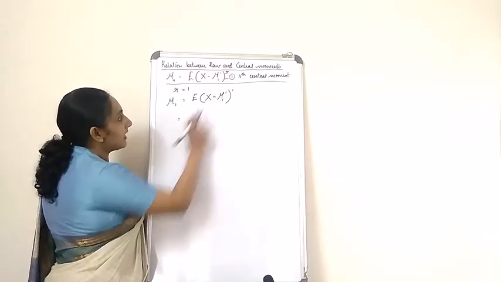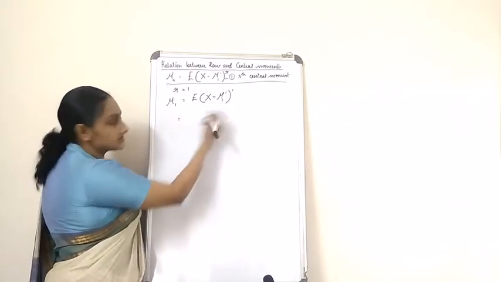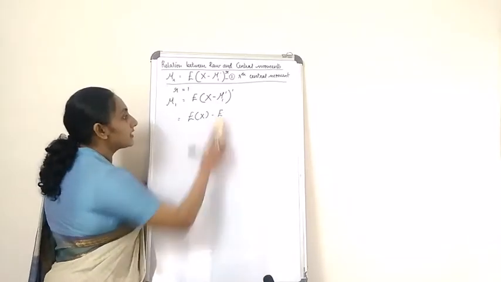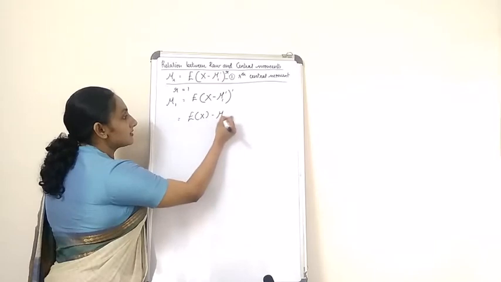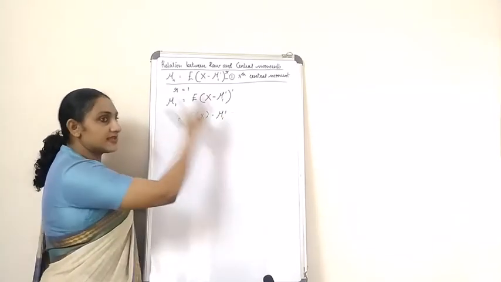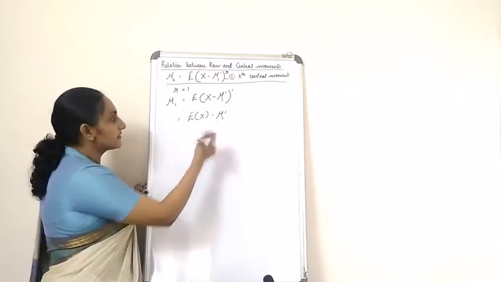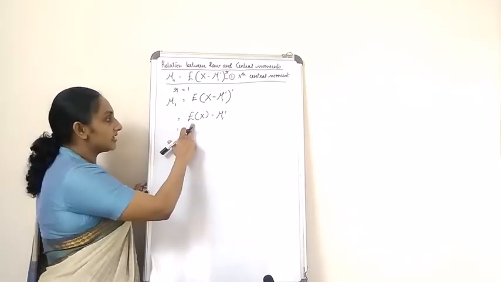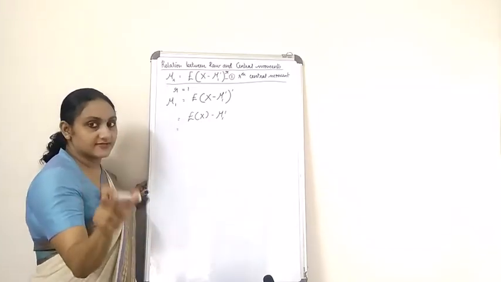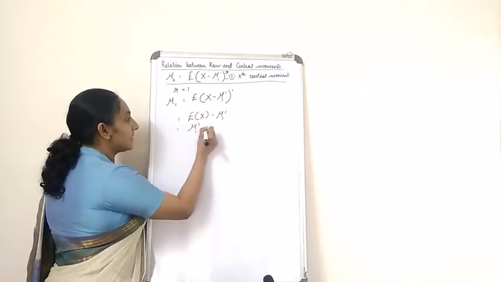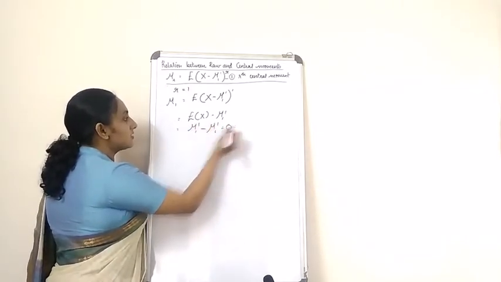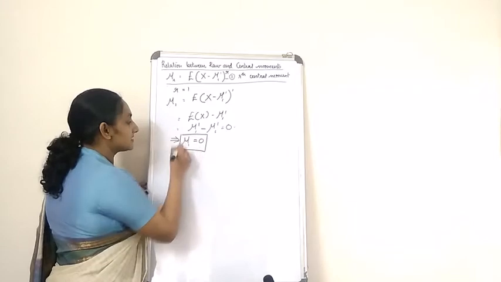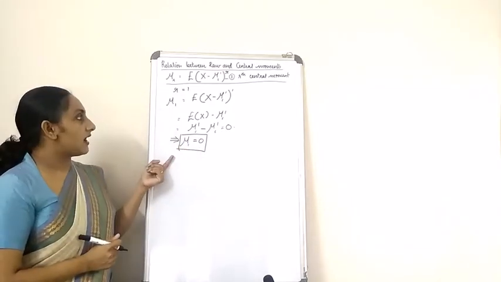Which is equal to, taking this expectation inside, the expectation of x minus the expectation of mu1 dash, which is nothing but mu1 dash itself, because mu1 dash is the mean. We have a result earlier: the expectation of x is mu1 dash. So it is mu1 dash minus mu1 dash, which is equal to 0. That implies that the first central moment is 0. I hope this is clear.